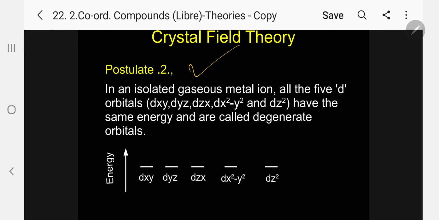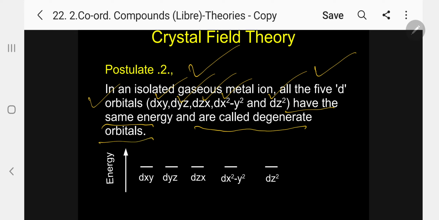Kindly follow. In an isolated gaseous metal ion, that means before reacting with ligands, all the 5 d orbitals, please follow. We have already discussed under atomic structure the d orbitals: dxy, dyz, dzx, dx squared minus y squared, and dz squared have the same energy and are called degenerate orbitals. You can see it in the diagram. This is the energy level diagram. They are at the same energy level.